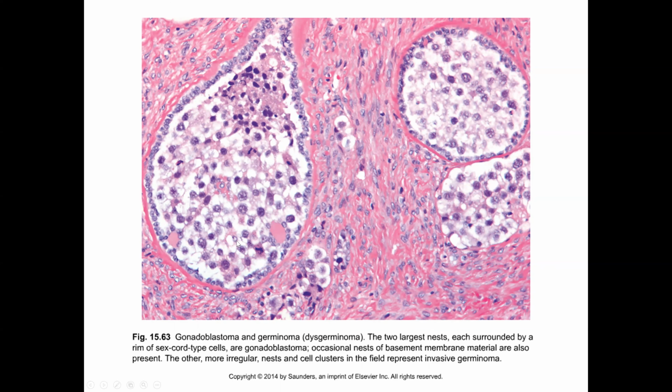Here we see the same process again, the sex cord stromal tumor forming the periphery of this lesion with small tubules, and then the admixed germ cells, malignant germ cells within that lumen. And then here outside of this, we see areas where the Dysgerminoma is actually invasive in the stroma without the subtending sex cord stromal elements.